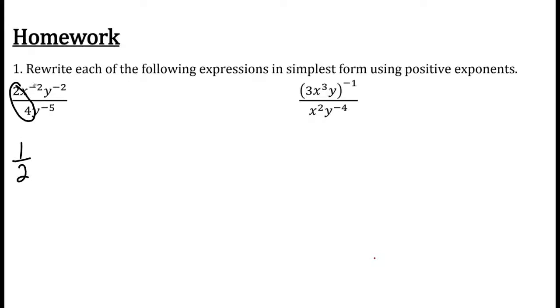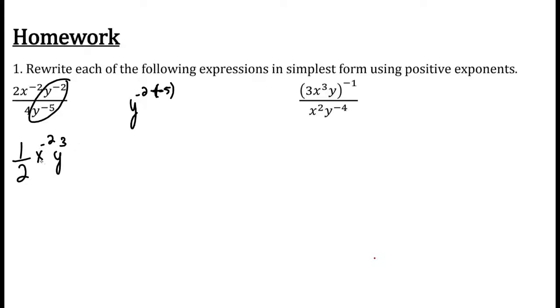2/4 simplifies down to 1/2. Now, I don't have anybody else with an x, so I've got an x to the negative 2. And my y's here. When we divide exponential expressions and they have the same base, they both have a base of y, we can subtract the exponent. So it's really y to the negative 2 minus negative 5. Be careful there because we get y to the third.